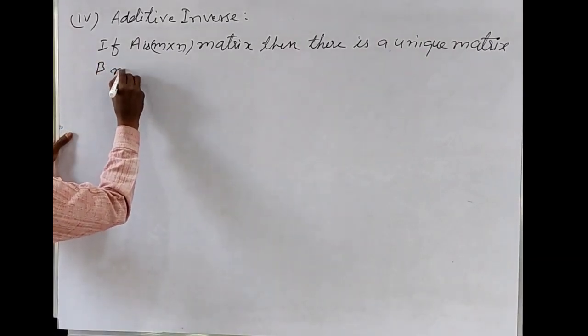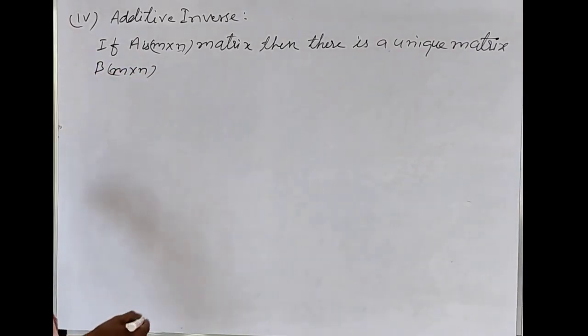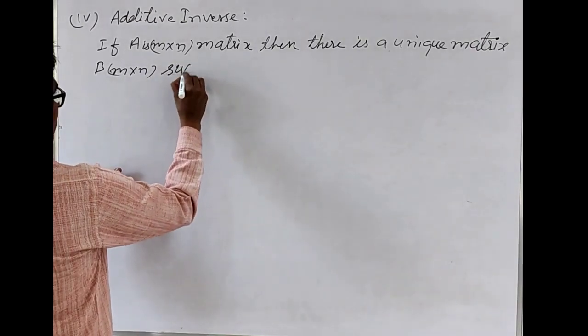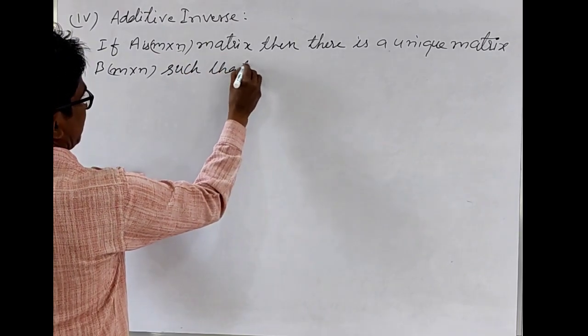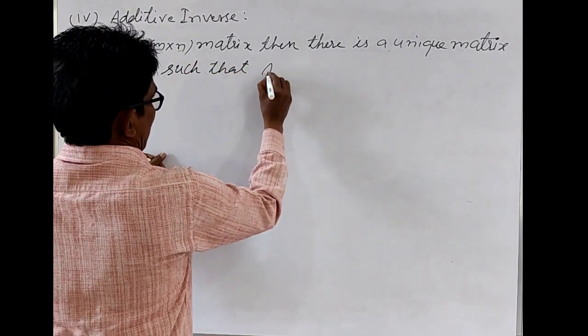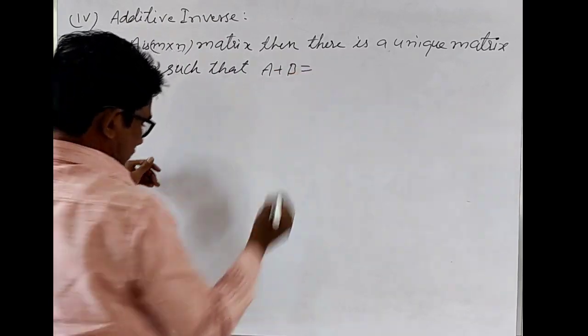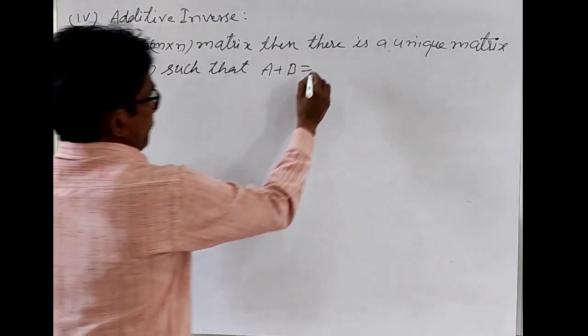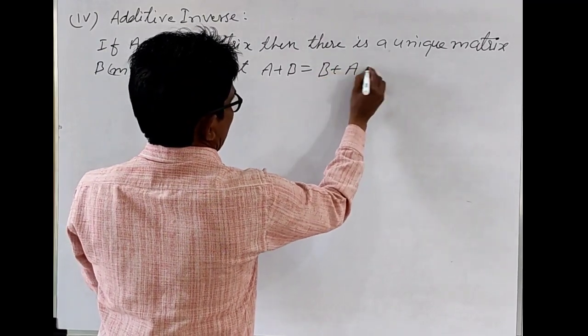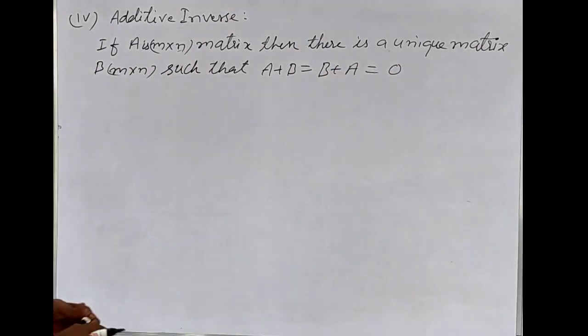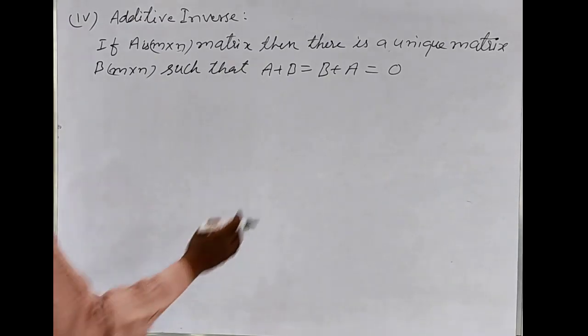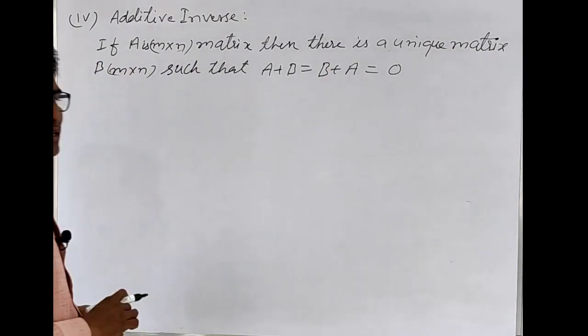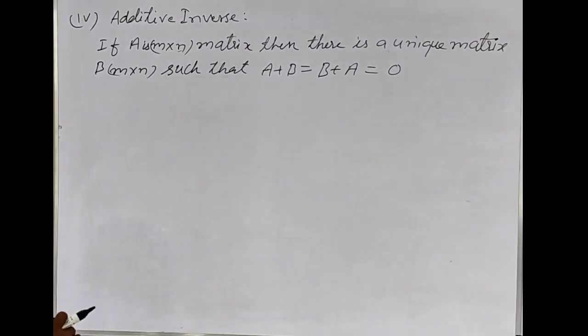B of order n cross n such that A plus B is equal to B plus A is equal to O, means zero matrix. That means if we add A matrix and another unique B matrix, and if you add B matrix with A matrix, then we will get O matrix. O matrix is nothing but zero matrix or null matrix.